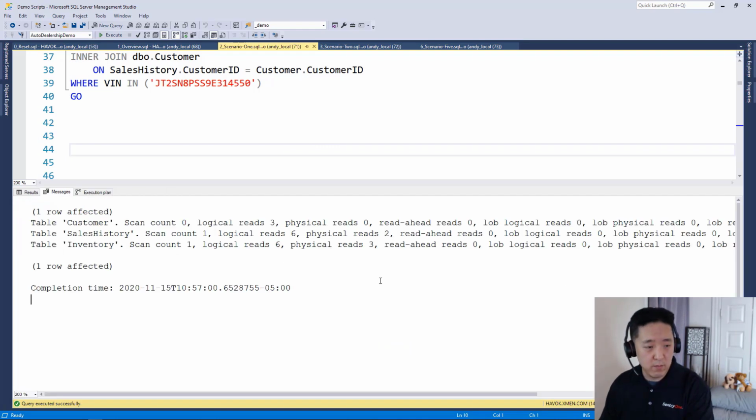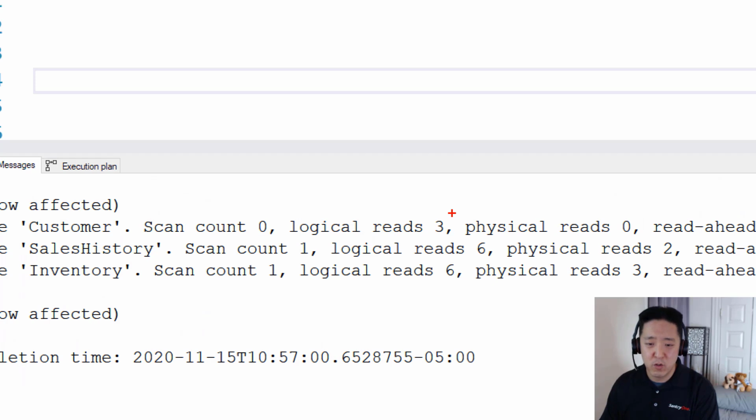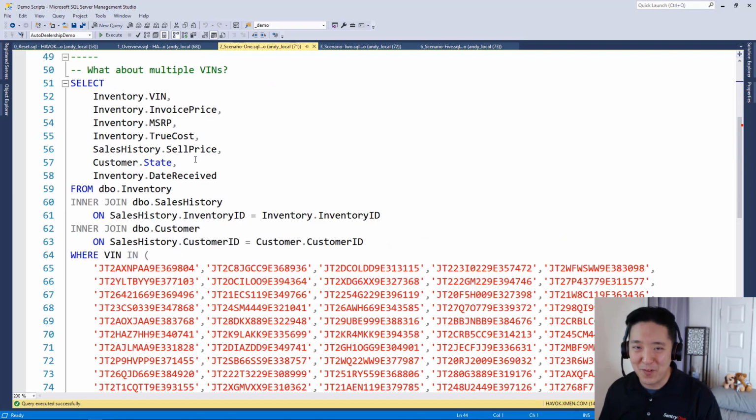So in this case, we'll just total them up to do an approximation: 3, 6, 6, so about 16 logical reads. Not too terrible, right? That's kind of our best case scenario with just one VIN number. But what if I happen to have multiple VIN numbers here?